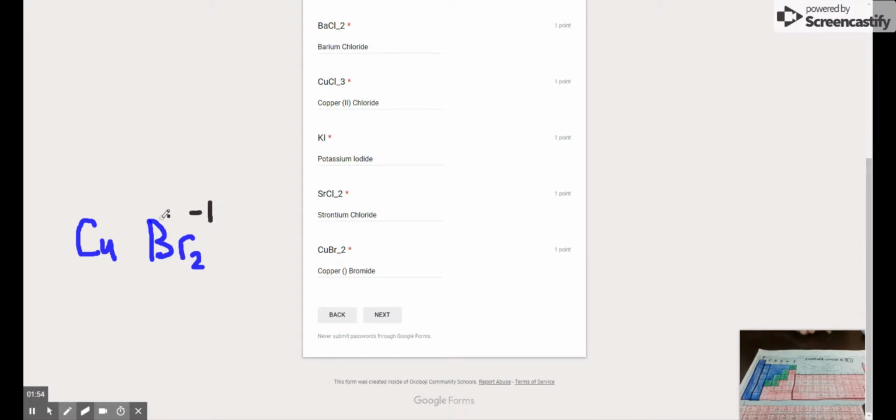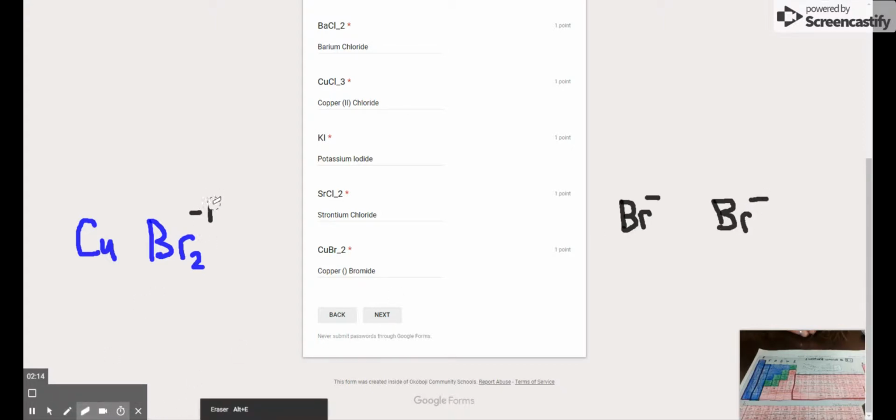Remember, the number up here is just telling us the charge on each individual atom. This number tells us how many atoms are present. So that Br2 with a -1 is like saying you have Br with a negative charge and Br with a negative charge. I do not know why I put a 1 over there. Remember, you don't put 1s. It is just understood if there's nothing there that it's a 1. So if you've got 2 of them with a -1 charge, your overall charge then is -2.